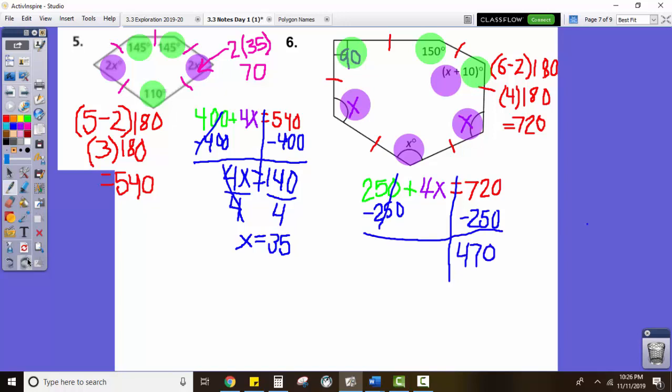720 take away 250 is 470 degrees. Bring down 4x. Divide by 4 on both sides. And x equals 117.5 degrees, which seems kind of wonky, but if you put in the 117.5 and add in the 10, the 150, and the 90, it does equal 720 degrees.